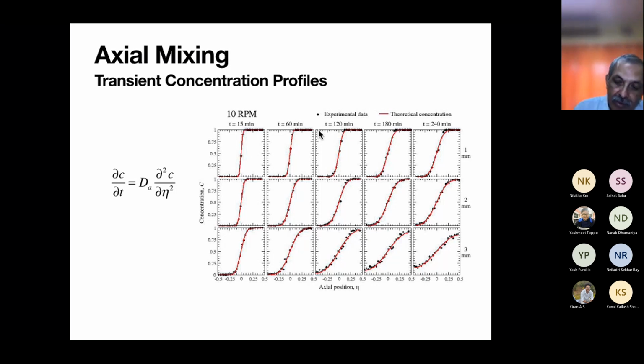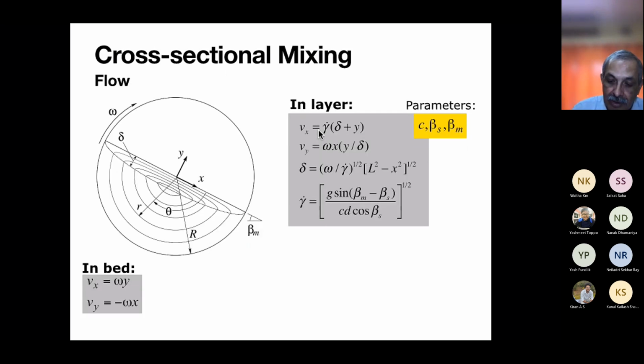But you can also look at some problems which involve both flow and diffusion, that is velocity and diffusion. Supposing you want to look at the same rotating cylinder, how does the cross-sectional mixing take place? Supposing I have some red colored particles here, how fast will they mix in the cross section? For that, we need to know both flow as well as diffusion. We have already studied the flow, and so these are the equations for the flow. In the layer, you have these equations, and in the bed, we just have a solid body rotation.